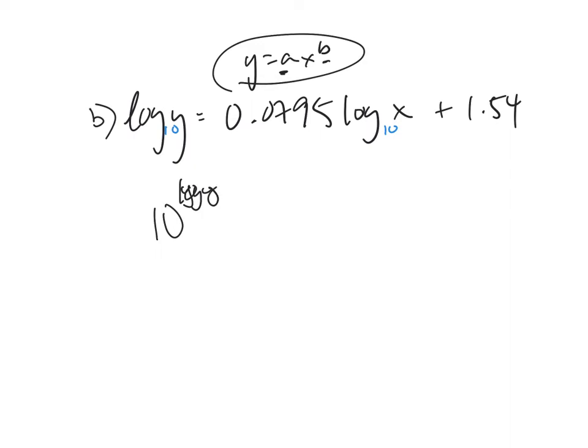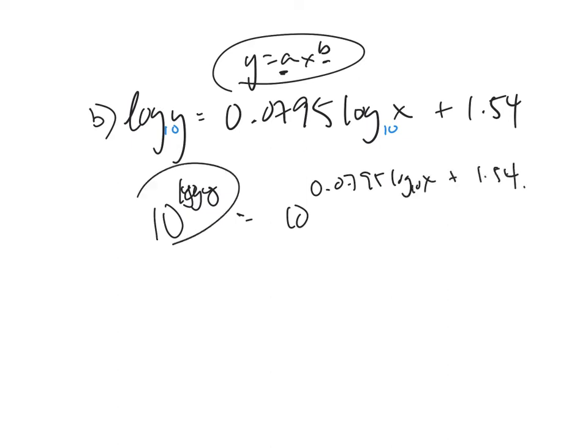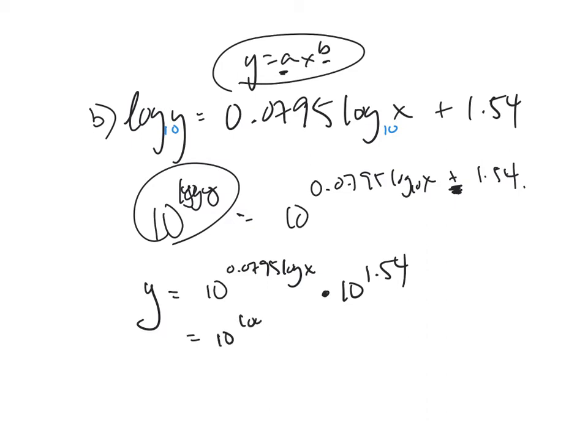Log y here is equal to 0.0795 log 10 x plus 1.54. This side here becomes just y. Here I get 10 to the 0.0795 log x. And because it's plus, it's the same by using exponent rules as times 10 to the power 1.54.